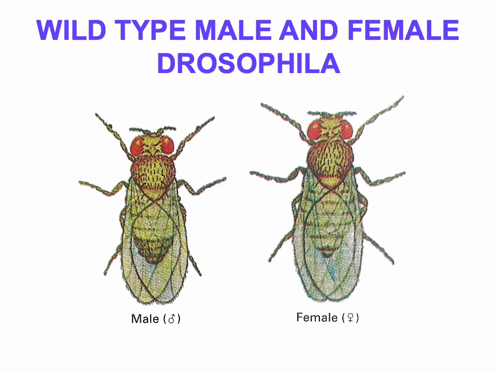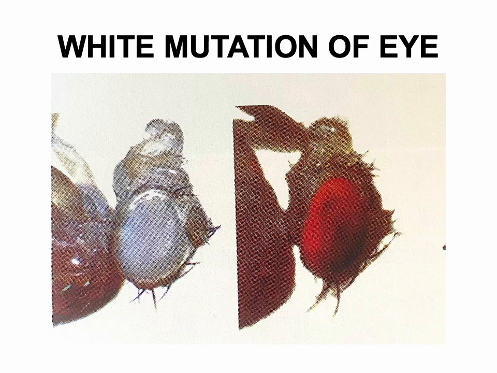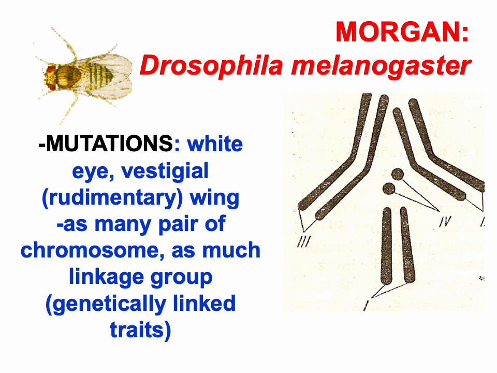Here you see the wild type male and female Drosophila with red eyes and yellow-greenish color, and with a lot of sexual dimorphism in size. There are mutations, for example, the white-eyed mutation, the vestigial rudimentary wing mutation, or the black color mutation. As many pairs of chromosomes, as many linkage groups can be found. This is a new discovery, that we have genetically linked traits.